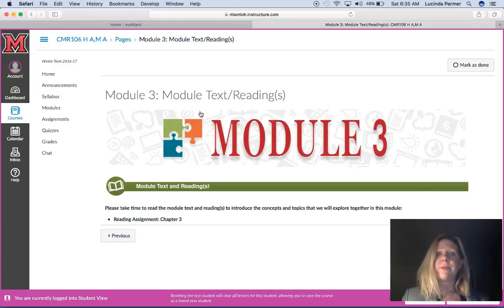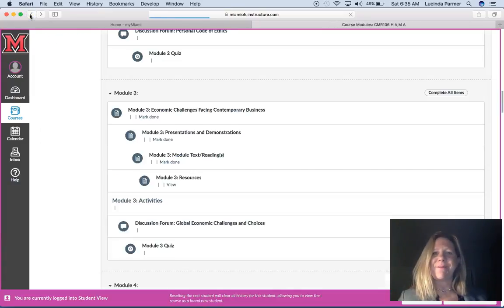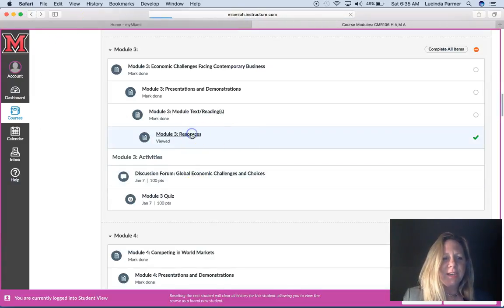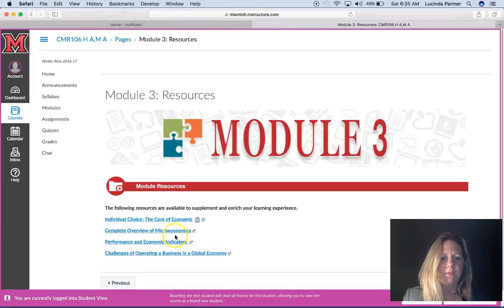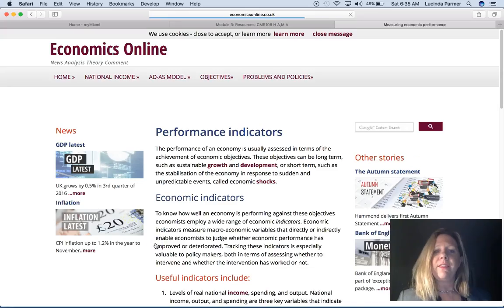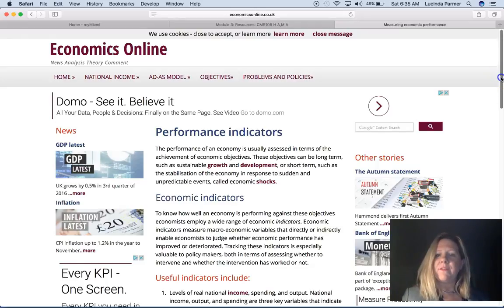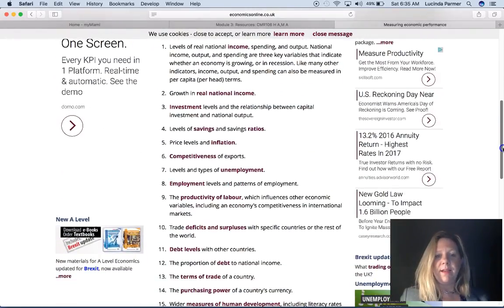However, looking at other resources, the supplemental enrichment files I upload for you are great additional resources, as well as ones you can find on your own through various websites, academic journals, personal experiences, and from people you know, just to name a few. Let's look at a couple of those resources here. You can see there are several, and right here, performance and economic indicators. You could click there, and you have a lot of information about that.